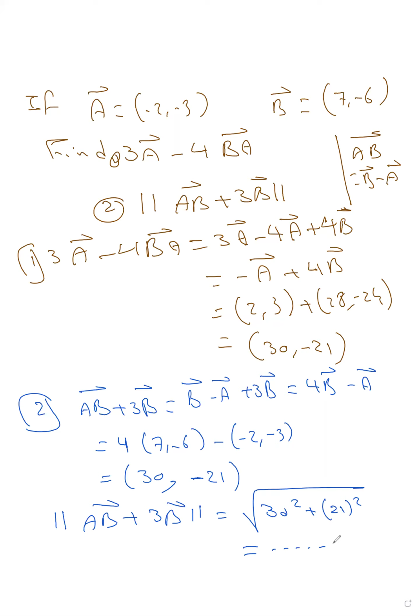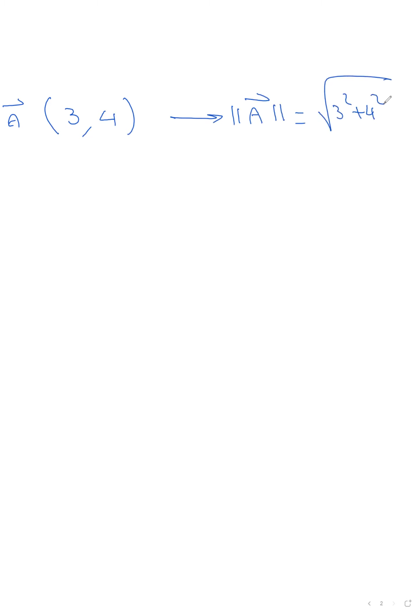طيب. فكان عندنا فيكتور لو كان الفيكتور A equal 3 and 4. Okay. احنا عايزين نكتب بالماجنتيود والدايركشن، فبنجيب الأول norm of A. We can square root of 3 squared plus 4 squared يعني equals 5. يبقى norm A is 5.